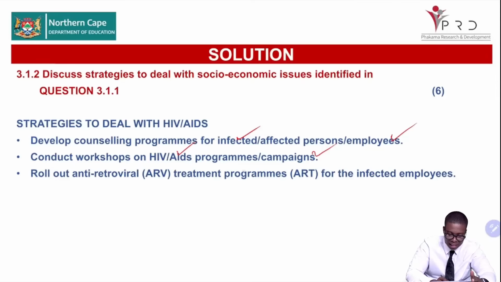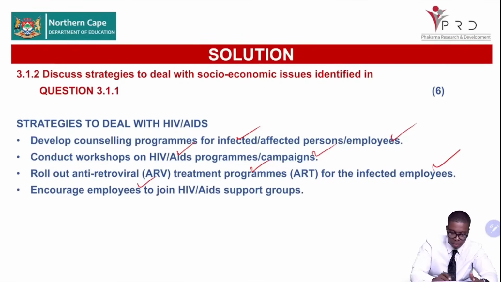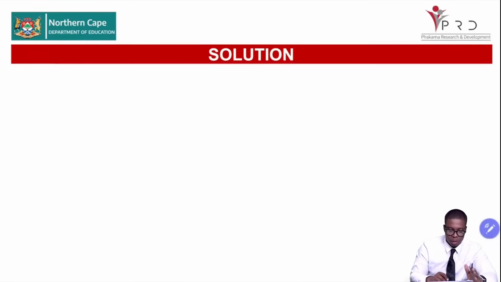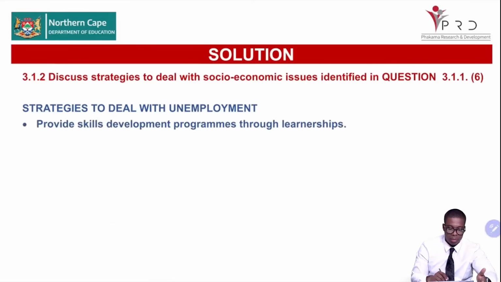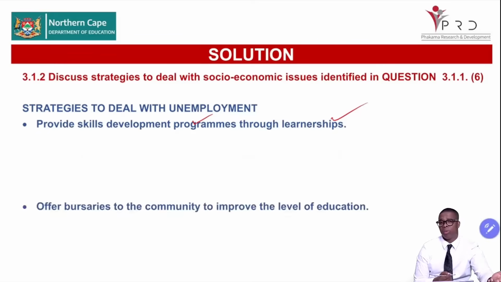Roll out an antiretroviral program for infected employees. Encourage employees to also join support groups. As we look into another socio-economic issue, which is unemployment, provide skills development programs through learnerships so that they could learn and have a skill which maybe allows them to start their own business.